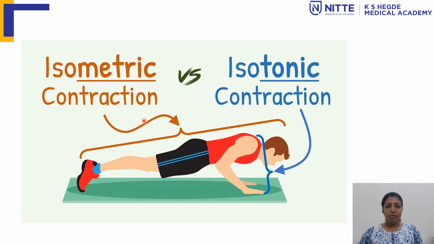Another example I can give you is while doing push-ups. While doing push-ups, your torso and your lower limb all are under isometric contraction. So there is no shortening of the length of the muscle. Whereas your shoulder and your arms are doing isotonic contractions. You are flexing and extending. Okay, so there is shortening of the length of the muscle. So that is isometric and isotonic contractions.